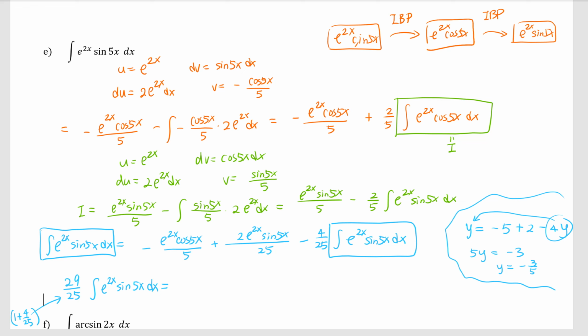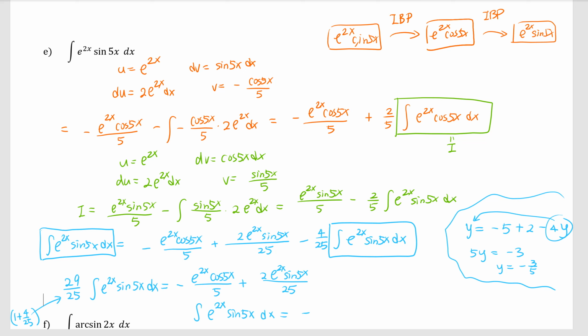Alright, and what's left? Minus e to the 2x cosine 5x over 5 plus 2 e to the 2x sine 5x over 25. See, now we're ready to solve for the integral of e to the 2x sine 5x dx, because that is the right-hand side times 25 divided by 29.